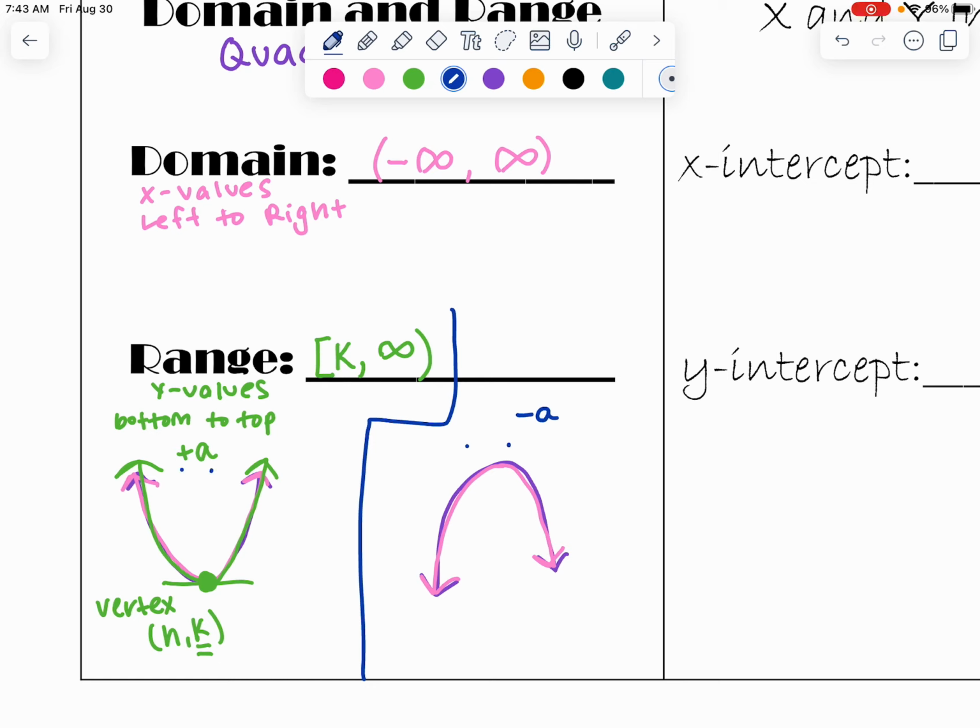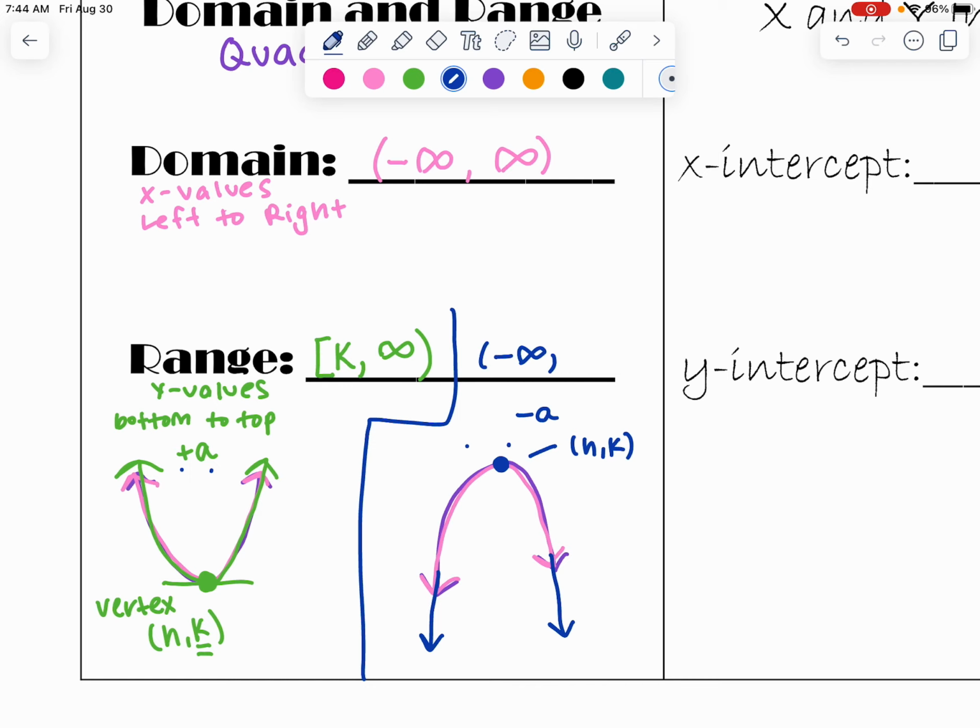For the negative parabola, as we start from bottom to top, the bottom is now pointing down forever and ever. The bottom is going down, down, down, down, down. So it starts all the way down at negative infinity. And then as we go from bottom to top, we have a top point right here. The top point is the vertex, (h, k).